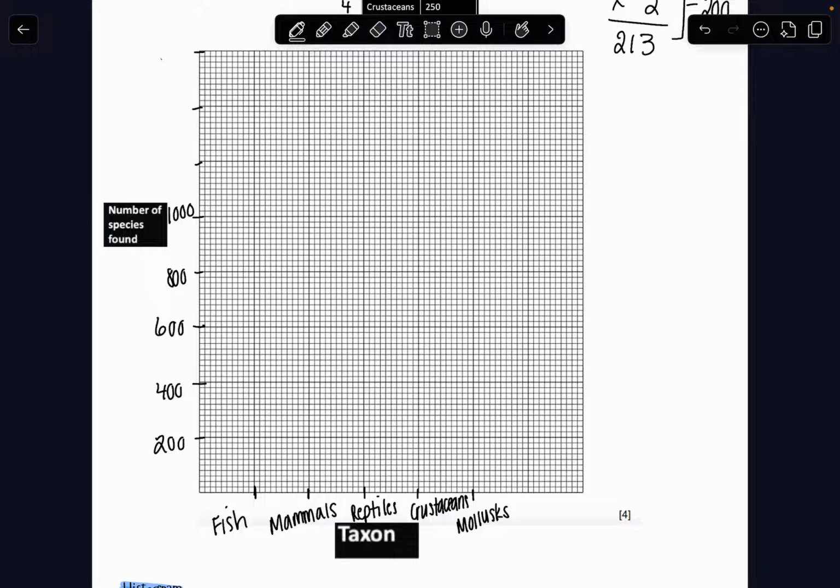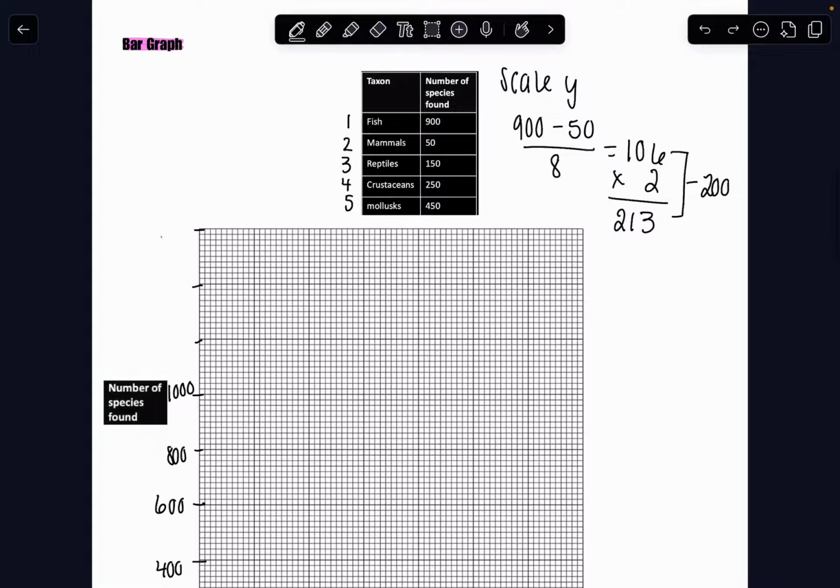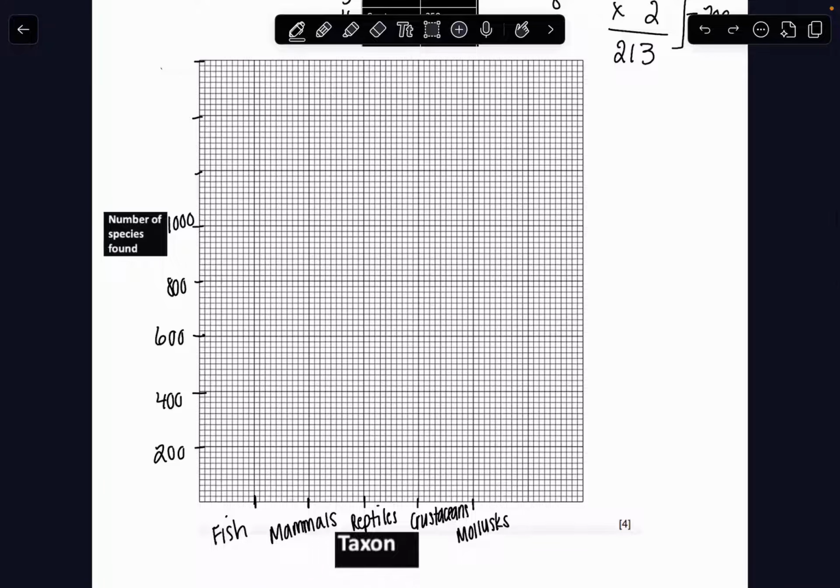So again, I don't need to continue all the way up the left-hand side. The next thing you're going to do is, since we use more than 50% of our graph, we can go ahead and start to draw our bars. The first one is fish, all the way up to 900. I recommend to make your bar nice and straight, so you would use a ruler. We're going to go all the way up to 900.